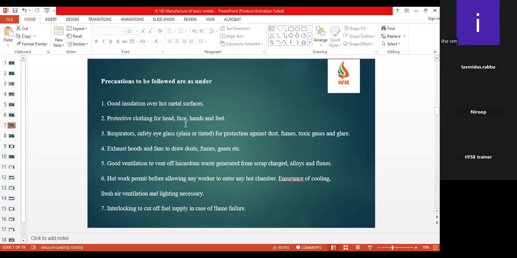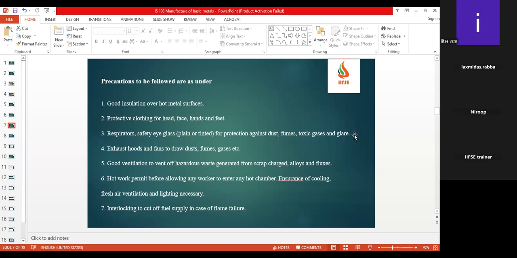Then the precautions. Follow good insulation over the hot metal surfaces so that we can avoid people's contact with these surfaces, and protective clothing for head, face, hands and feet, where they have major exposure. Then respirators. As we see in IS 102, there are two types of PPEs, respiratory and non-respiratory. Here we use the respiratory PPEs, and the non-respiratory ones will be covered in point number 2. Then eyeglasses, which are again non-respiratory, plain or tinted, for protection against dust, fumes, toxic gases, glare, etc.